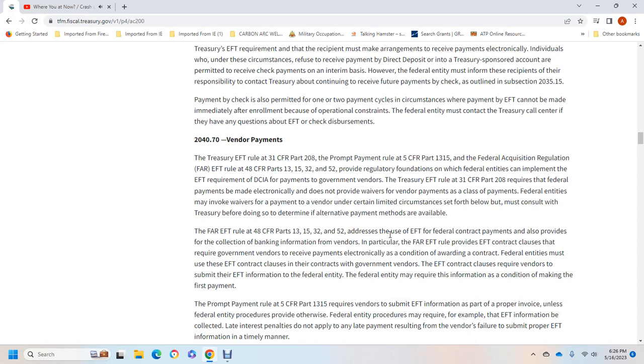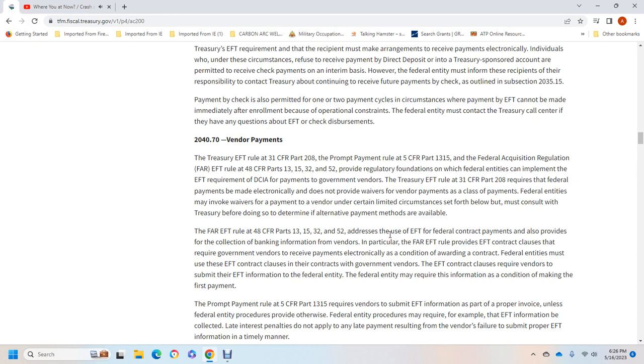for the use of the electronic fund transfer. The federal contract payment is also provided with the collection of banking information. The Federal Acquisition Regulation electronic fund transfer rule provides electronic fund transfer contract clauses requiring government vendors to receive the payment electronically as a condition of the award of the contract. Federal entities involved in the use of the electronic fund transfer contract clause within their contracts with government vendors, the contract clause requiring vendors to submit the electronic fund transfer information to the federal entity.